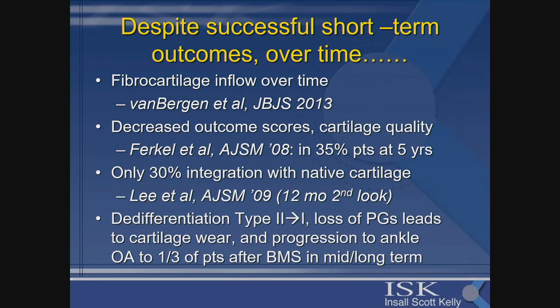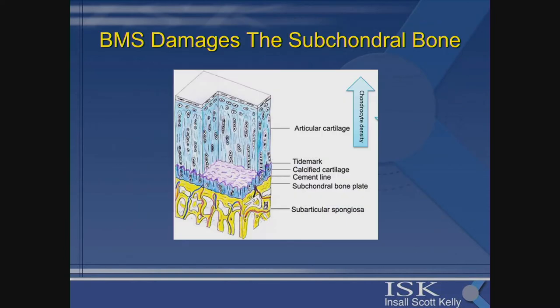However, despite the successful short-term outcomes, we know that over time, this heals with fibrocartilage as opposed to the normal hyaline cartilage, and these outcomes can decrease over time. So Furkel showed that 35% decrease in outcomes at 5 years. Lee showed only 30% integration with native cartilage when they looked at it a year later. And there's a de-differentiation, again, sorry, from the hyaline cartilage to the fibrocartilage. And this is really what we're looking at when we do the microfracture.